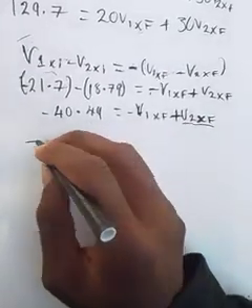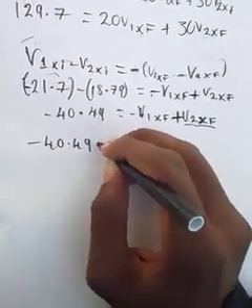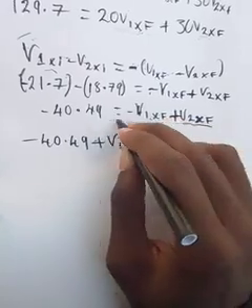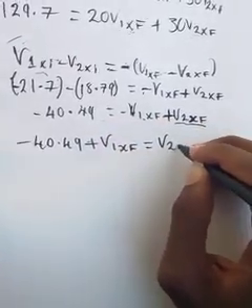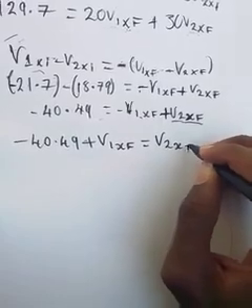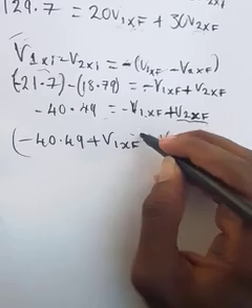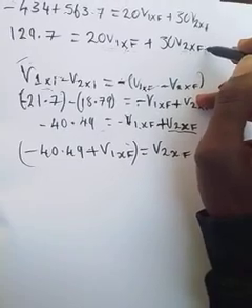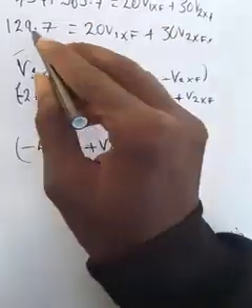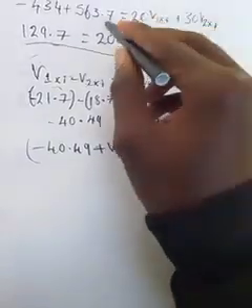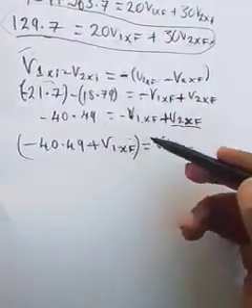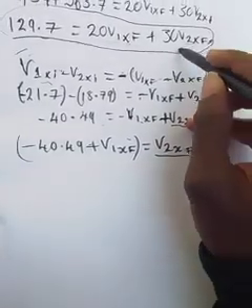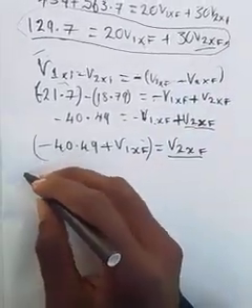So you're going to have negative 40.49 plus V1xf. I've just taken this one to the other side. So now we're going to have V2xf, right? Now what are you going to use this for? Do you remember where we ended, where we got stuck? Do you remember this equation here? We're going back to it now, because we have found something to substitute into it. So I'm going to substitute it here.